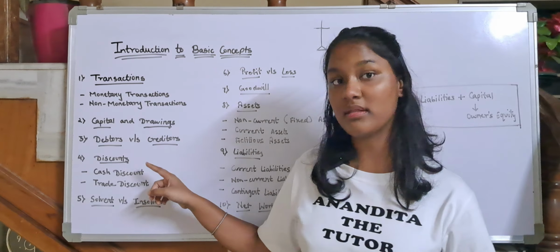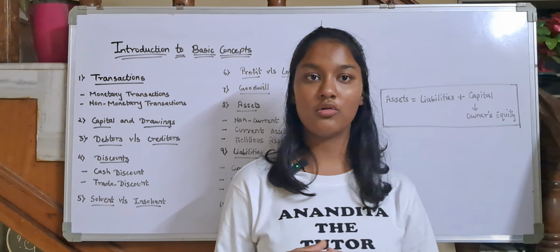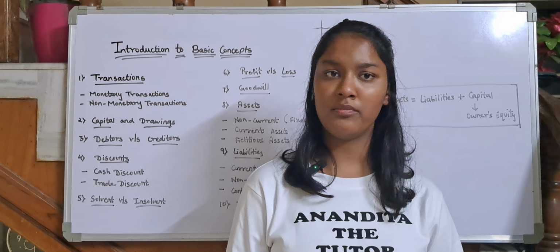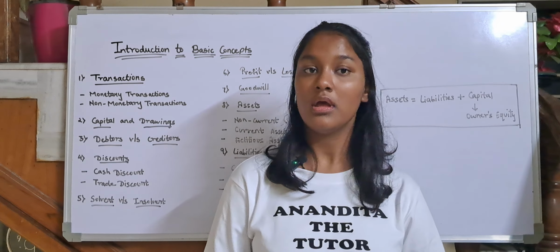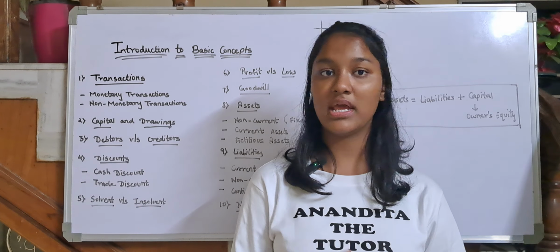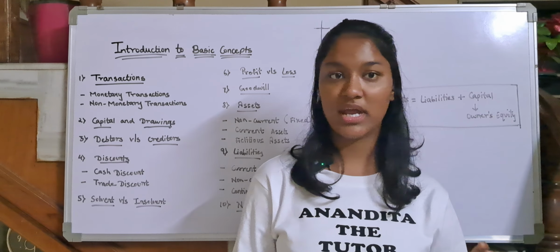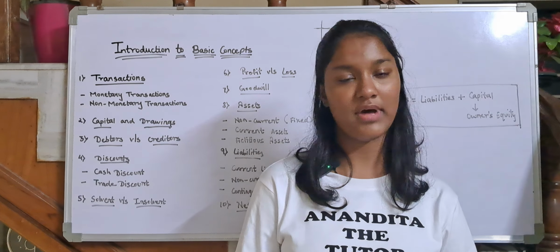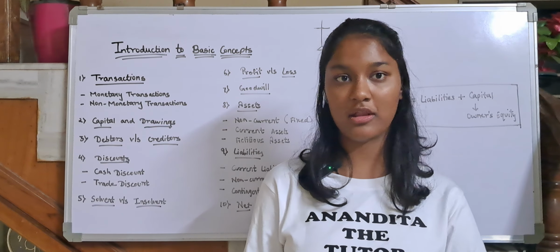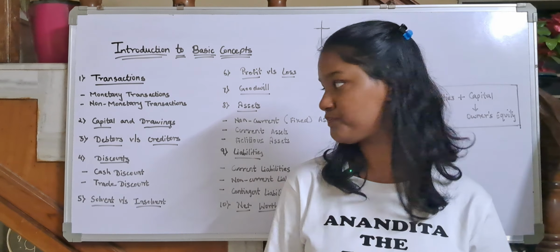Now next is discounts. Discounts you all must have heard of. You go in a shop, for example, a garment shop. In a garment shop, they reduce the price. So a shirt is 2000 rupees, and you get the shirt at 1500 rupees. So the difference of 500 will be known as discount.